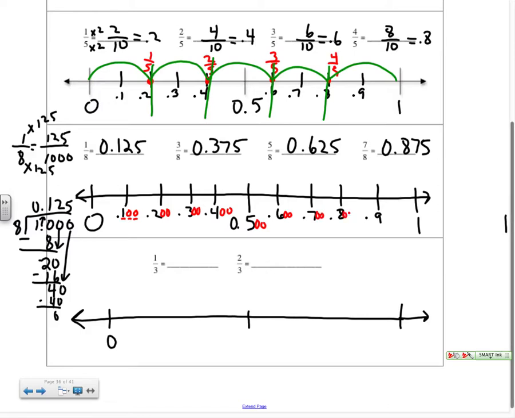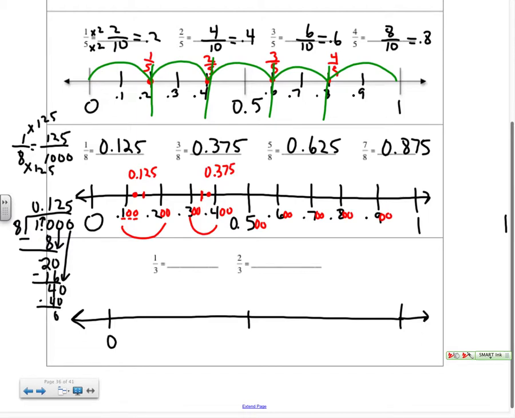And then let's take a look and see where 125 thousandths would be graphed on the number line. It's between 100 thousandths and 200 thousandths. Right here is 150 that fits between 100 and 200, so 125 thousandths would be right there. So that's my 1/8 mark. 375 thousandths would be between the 300 and 400. Here's 350 thousandths, so 375 thousandths must be a little further along.